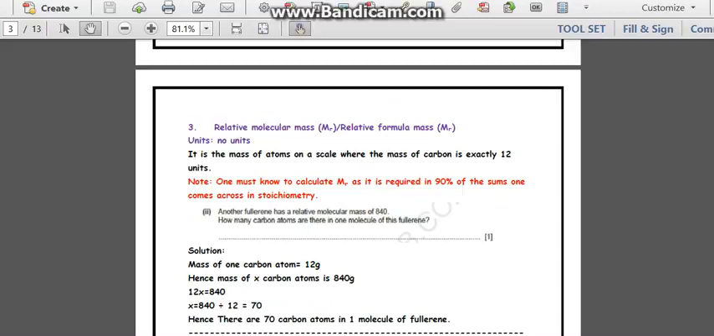What I mean to tell you is, it is a very important concept without which you cannot begin doing higher order sums in stoichiometry. So the first example I have taken is, another fullerene has a relative molecular mass of 840. How many carbon atoms are there in one molecule of this fullerene? Mass of one carbon is 12 grams. Hence the mass of X carbon atoms is 840. Simple cross multiplication gives you X is equal to 70. Thus there are 70 carbon atoms in one molecule of fullerene.